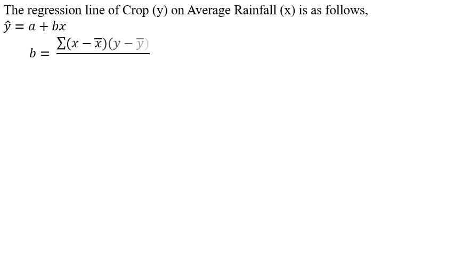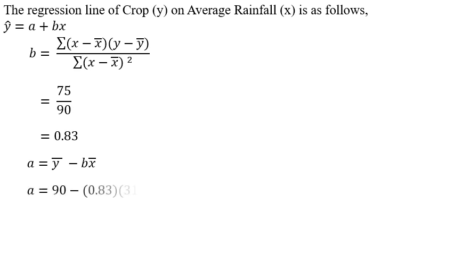Now, we will start by writing down that the regression line of crop y on average rainfall x is as follows, that is y cap is equal to a plus bx. Now the formula will be something like this. B is equal to summation x minus x bar into y minus y bar divided by summation x minus x bar whole square. Only two values you are going to need, that is x minus x bar, y minus y bar total 75, divide by x minus x bar whole square total 90. That way you will get the b as 0.83. Now put this value into our equation of a is equal to y bar minus b x bar.